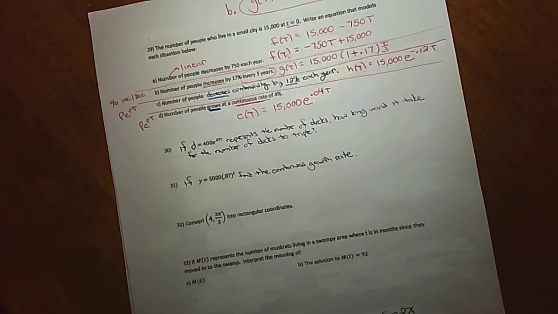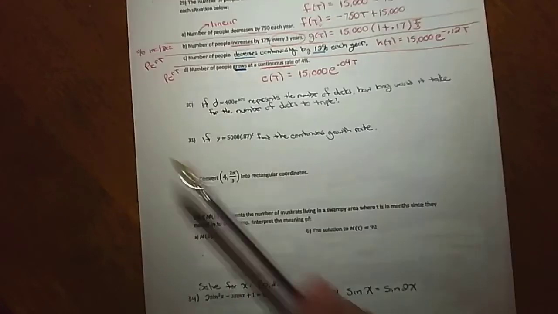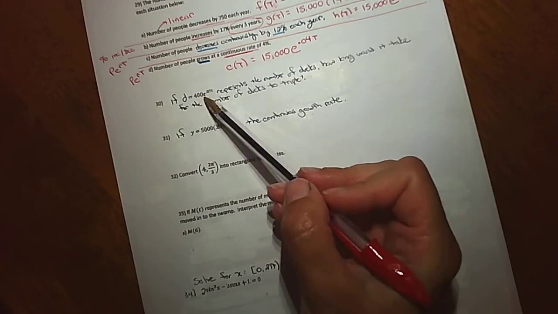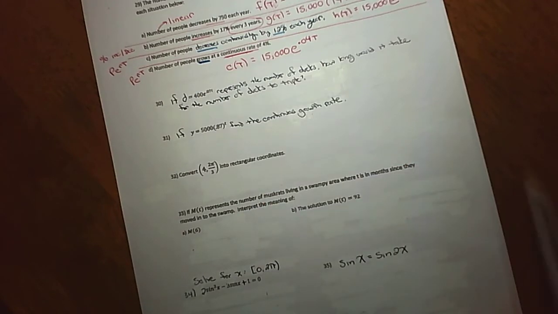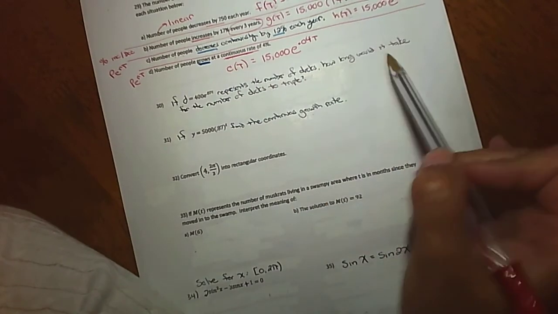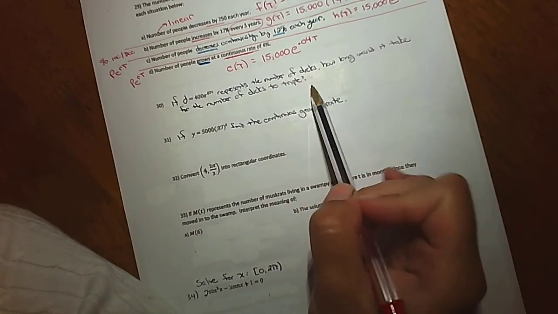All right, number 30. If d equals 400 e raised to the 0.07t, if that represents the number of ducks, how long would it take for the number of ducks to triple? All right, well, what was the original number of ducks? And you should be able to tell that from the equation.